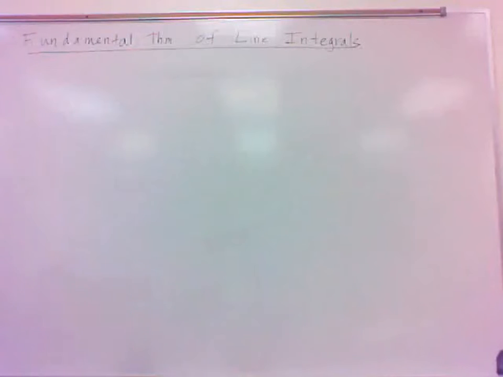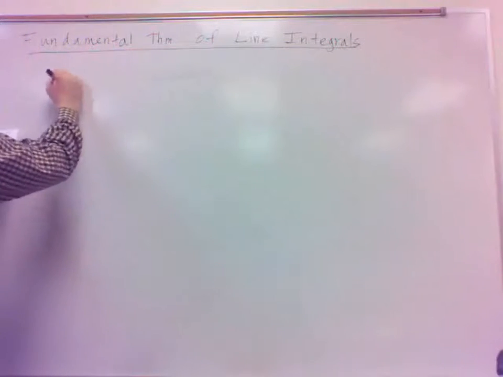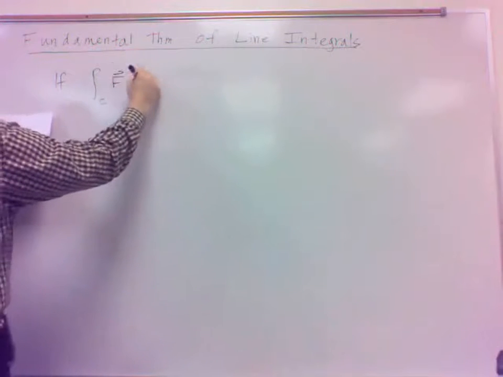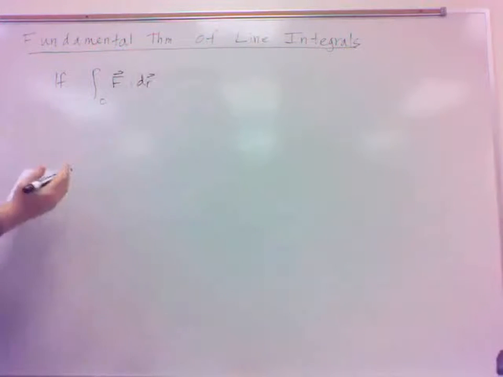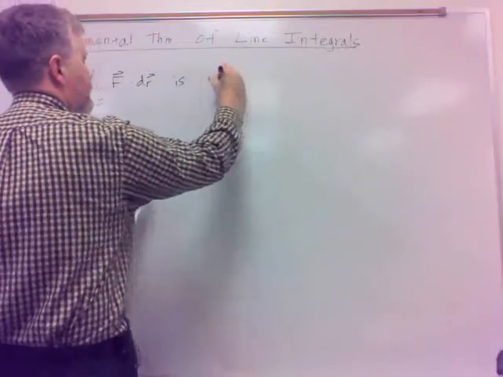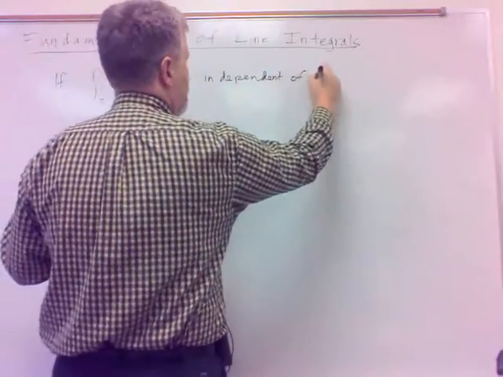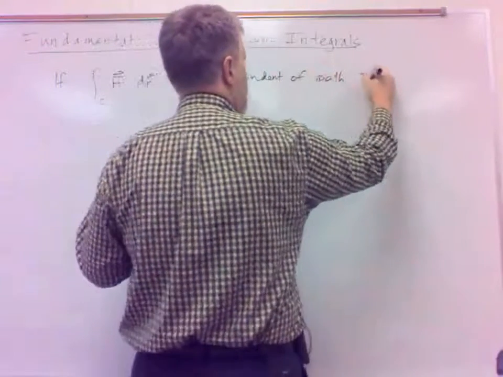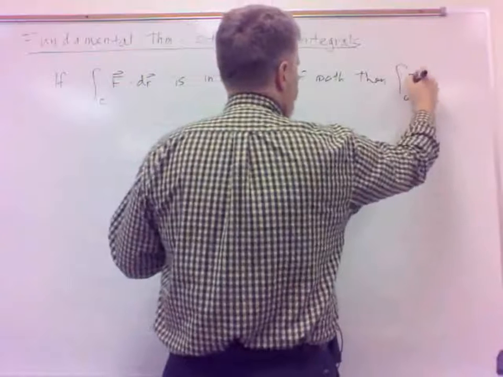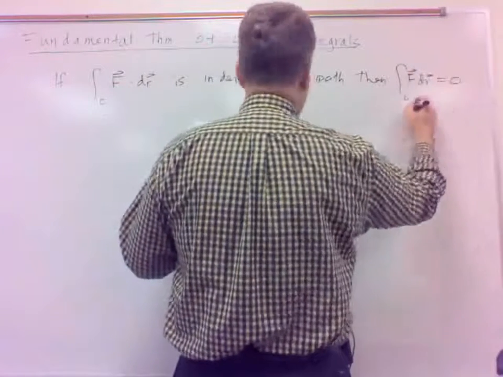One other fact here before I move on. If the integral of F dr, the line integral over C, is independent of path, then the line integral over C of F dr equals 0 for every closed path.